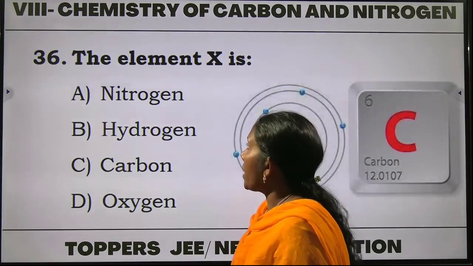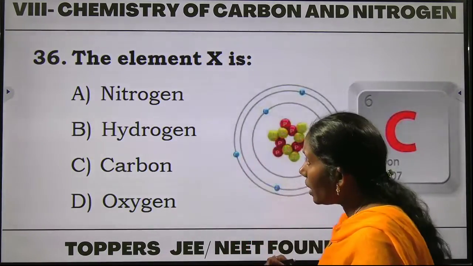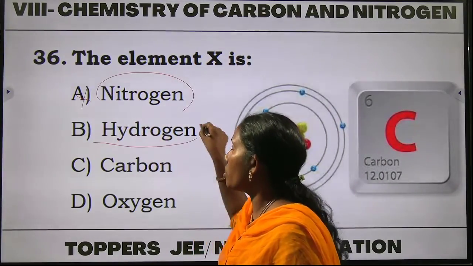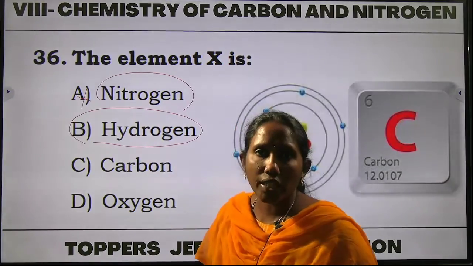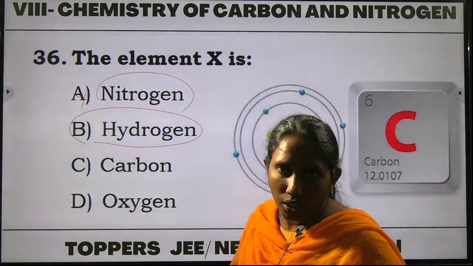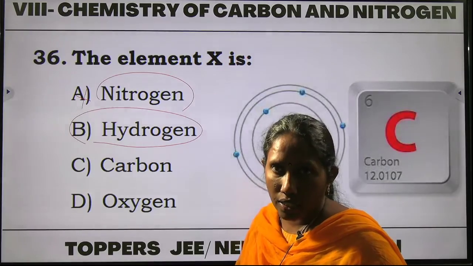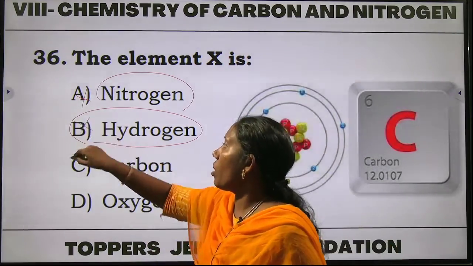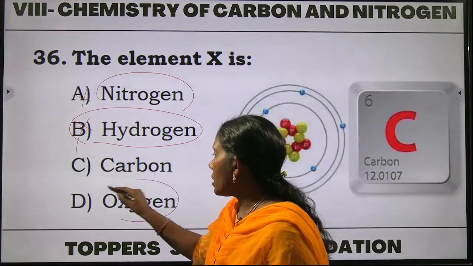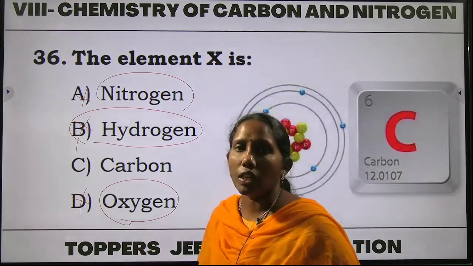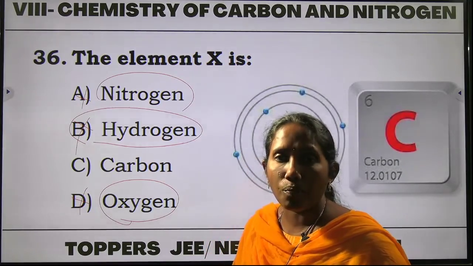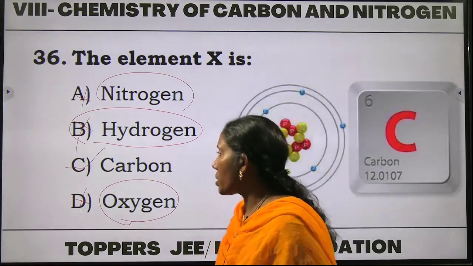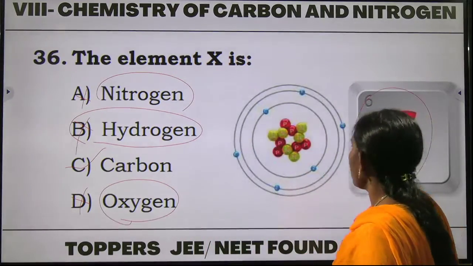The element X is, see here, not nitrogen, already we discussed this one. It cannot be hydrogen because hydrogen reacting with oxygen forms water. That water is not a poisonous gas and water cannot turn lime water milky. So B is also wrong, and oxygen is also wrong. Oxygen itself cannot form its oxides, it can form ozone, O3. So it cannot be D also. The correct option is carbon.